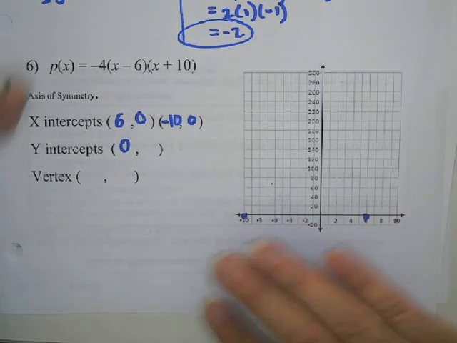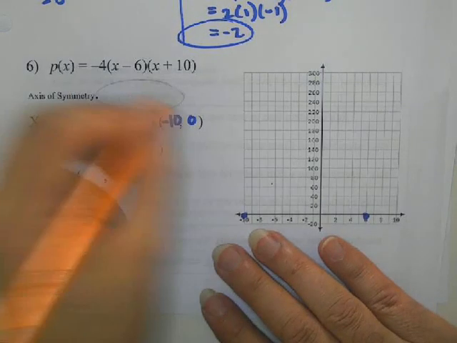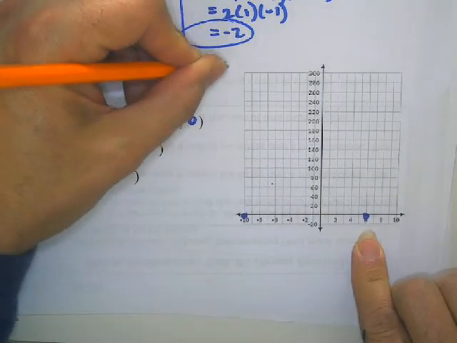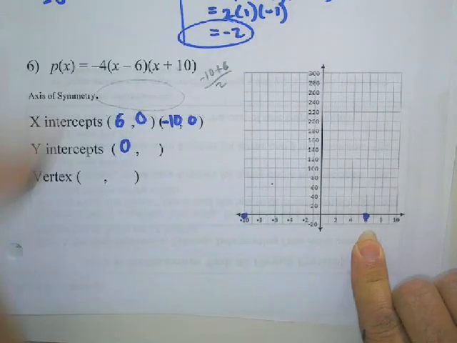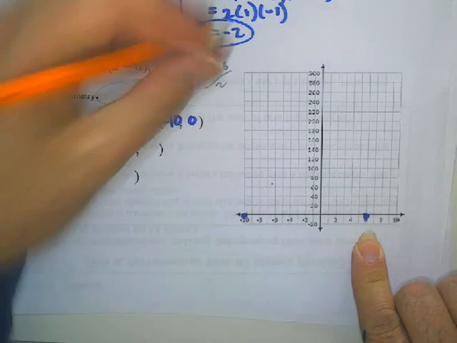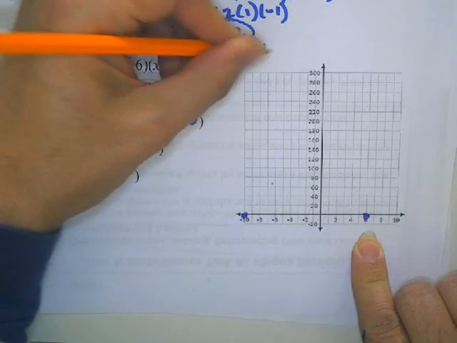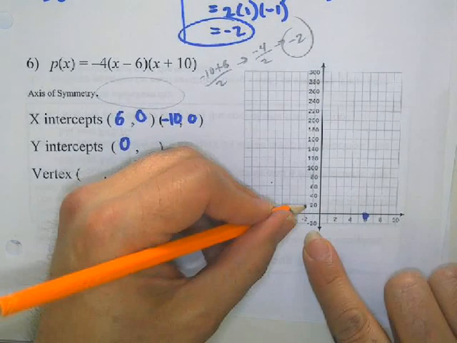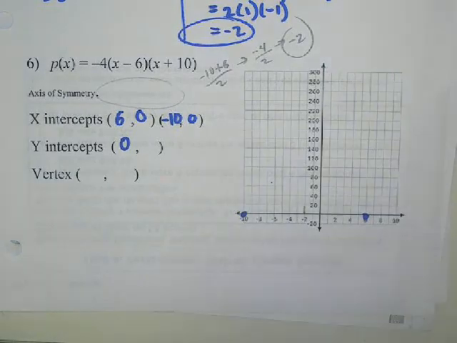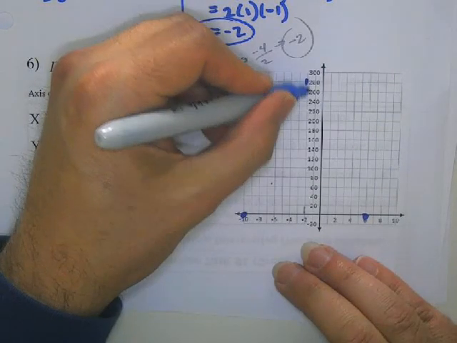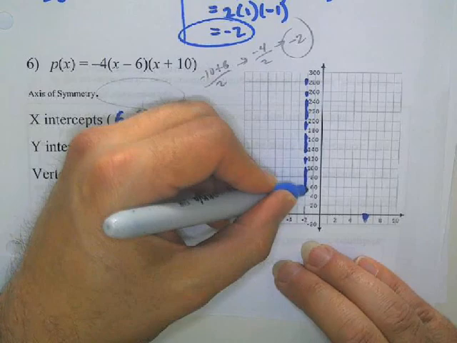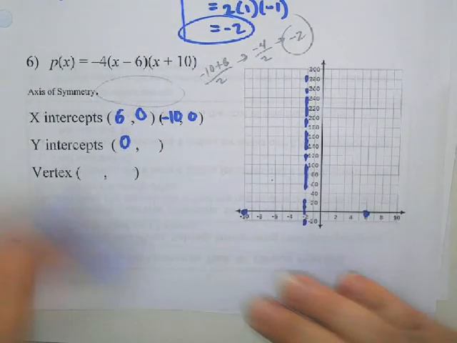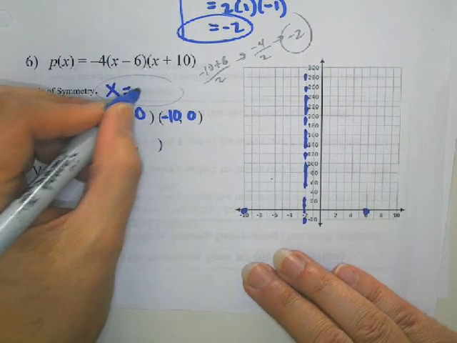So to figure this out, we can add them together. So negative 10 plus 6 divided by 2. Negative 10 and 6 is going to be negative 4. Divided by 2 is negative 2. So at negative 2 is where I'm going to have my axis of symmetry. And you can check, it kind of looks like it's halfway in between, doesn't it? So x equals negative 2.